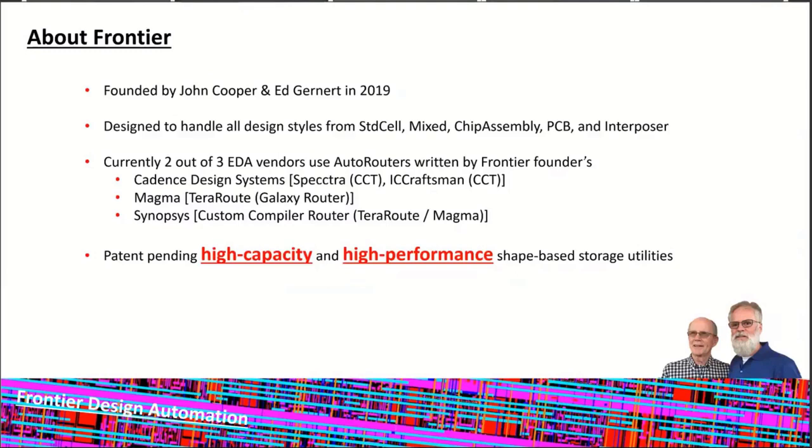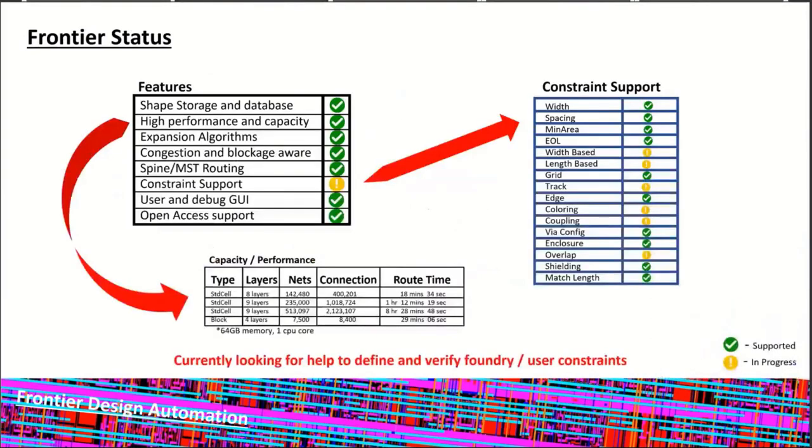When Magma was around, its Galaxy router was written by TerraRoute, which was a prior company to this Frontier. And Synopsys uses TerraRoute/Magma, since they were both bought by Synopsys combined, and that's their custom compiler router today. We have a patent pending high capacity, high performance shape-based utility. Where we are today, we've done the shape storage and database mechanism, high performance and capacity.